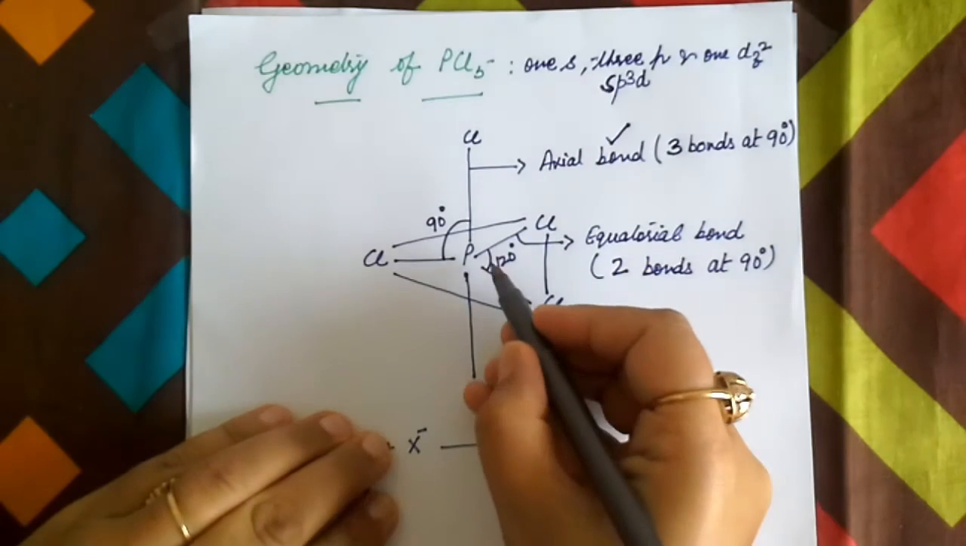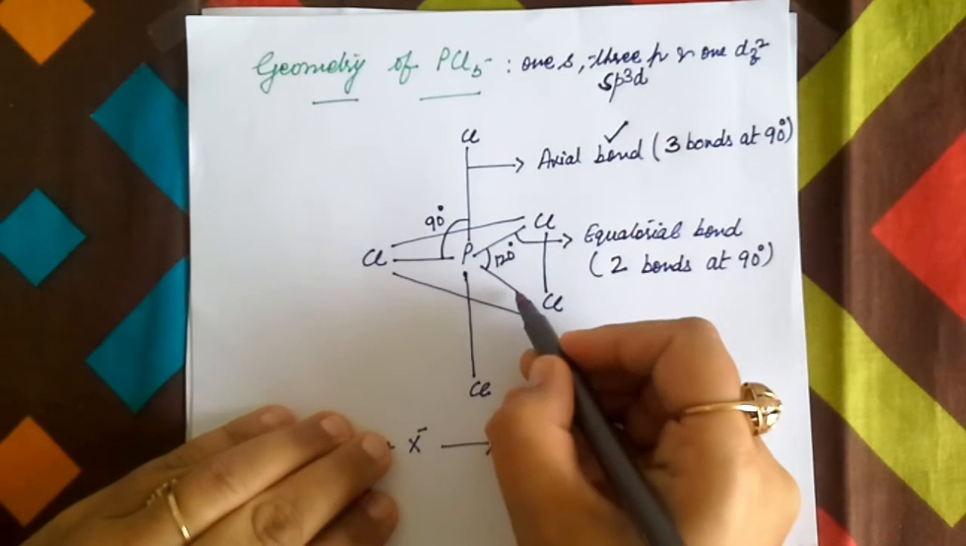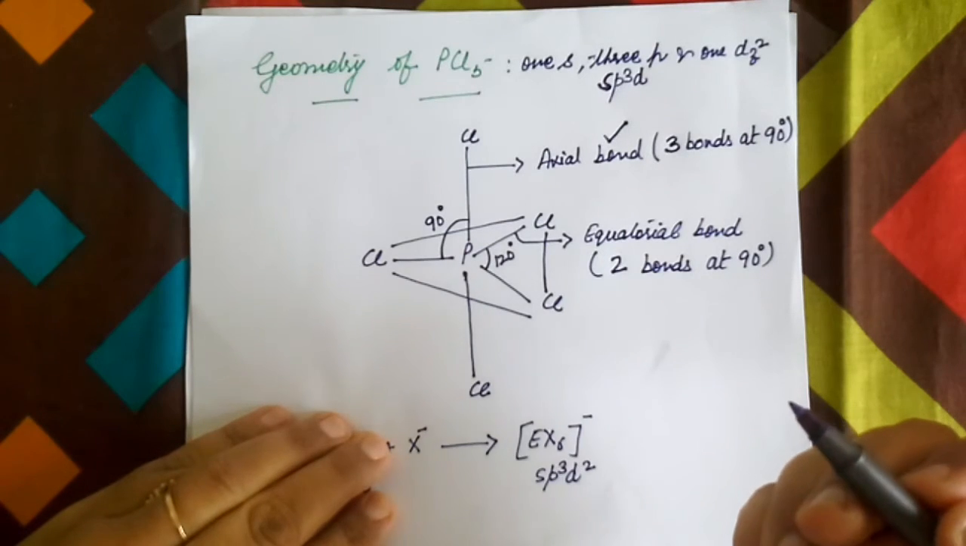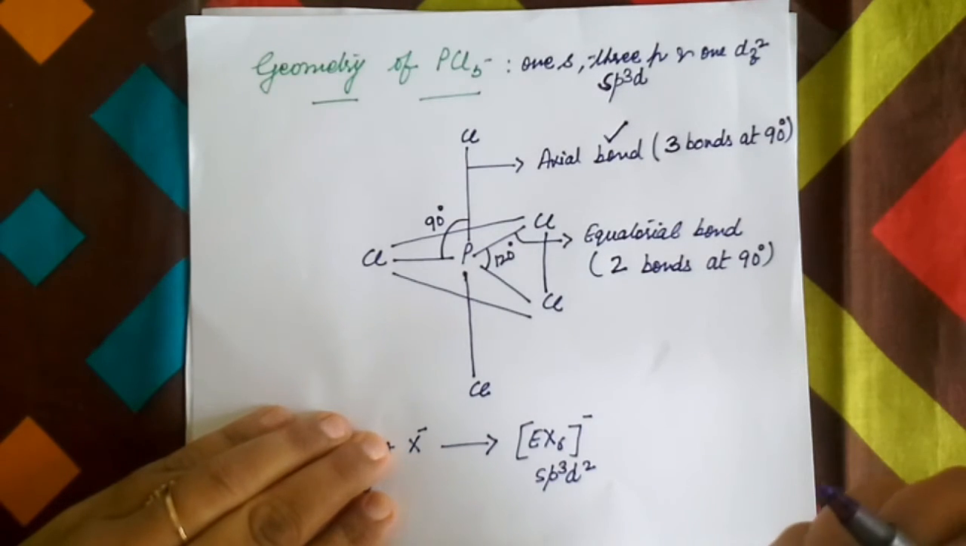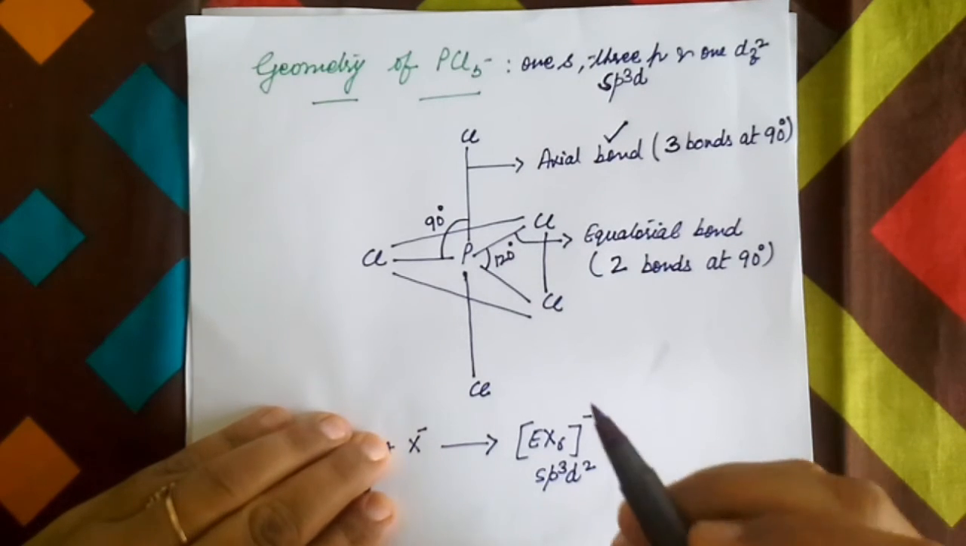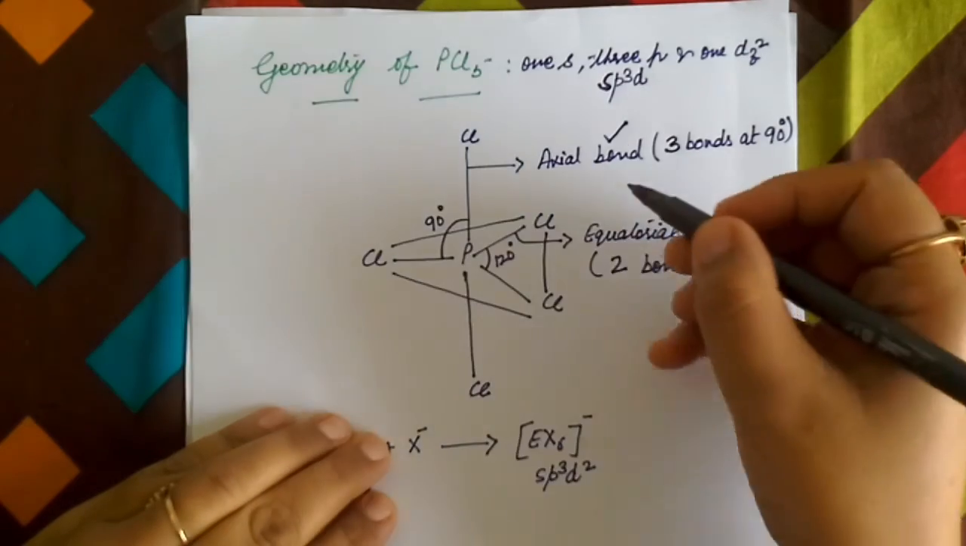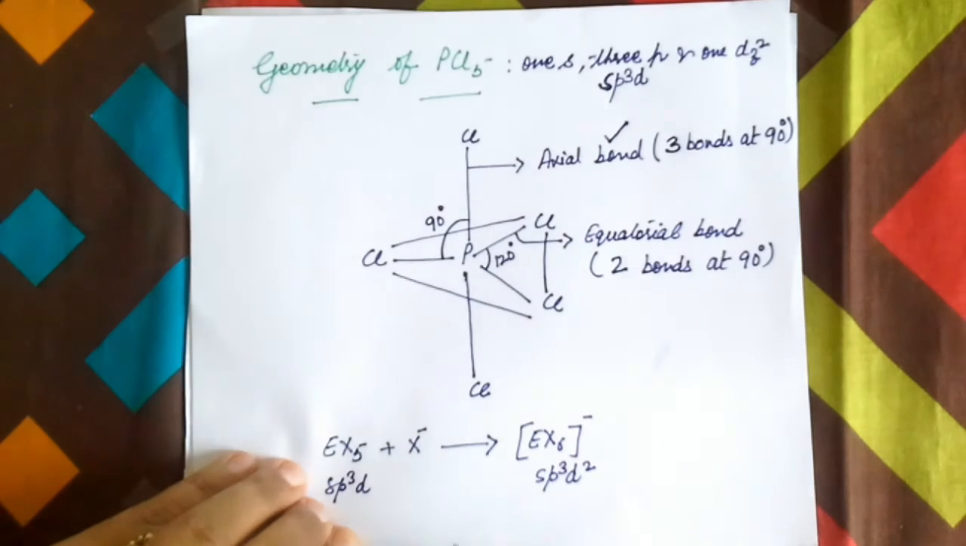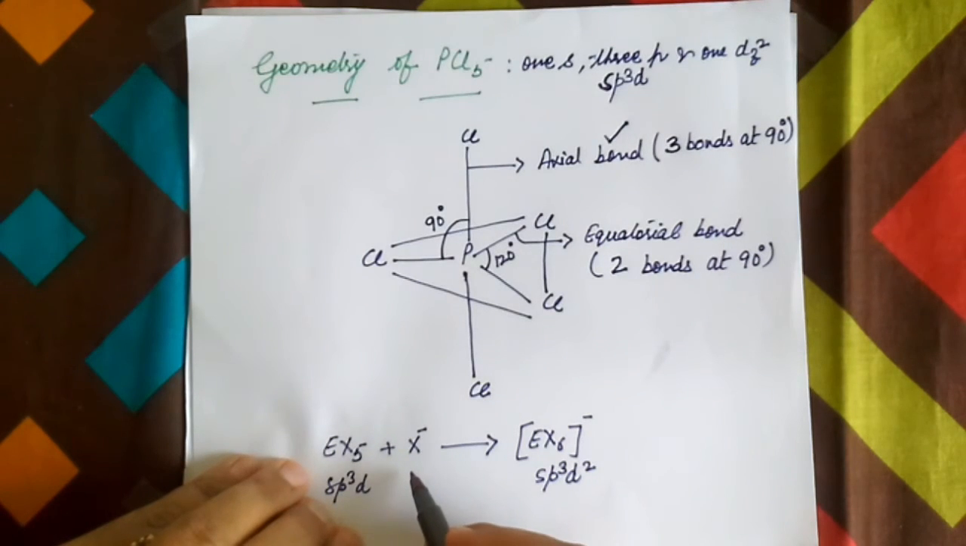Okay, so these 2 bonds of the chlorine atoms which are present at 120 degrees have very little repulsion, as we know from the VSEPR theory that as the angle increases, the force of repulsion decreases. So that is why in case of PCl5, axial bonds are longer as compared to the equatorial bonds. With further addition of a halide ion, the hybridization changes to sp3d2 and the geometry becomes octahedral.